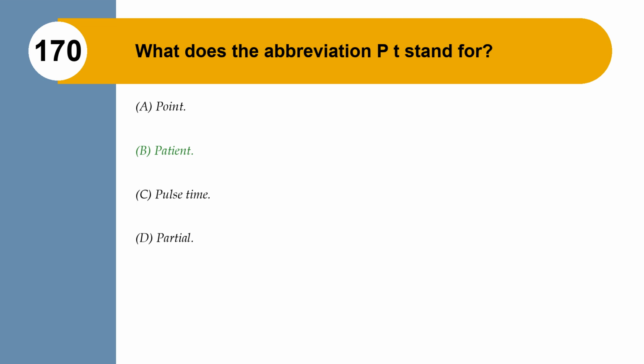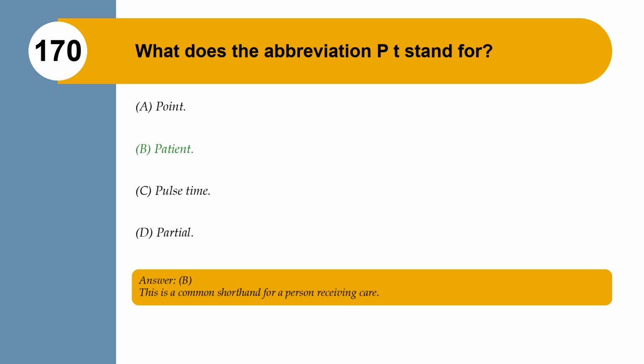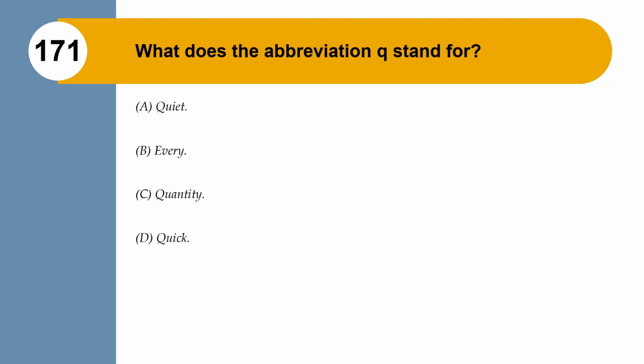The correct answer is option B, patient. Explanation. This is a common shorthand for a person receiving care. Question 171. What does the abbreviation Q stand for? Option A, quiet. Option B, every. Option C, quantity. Option D, quick.